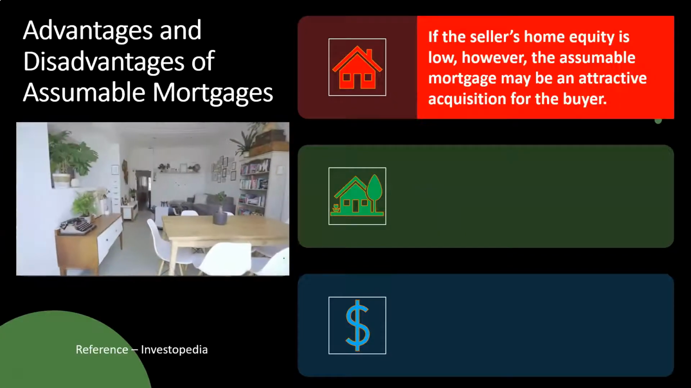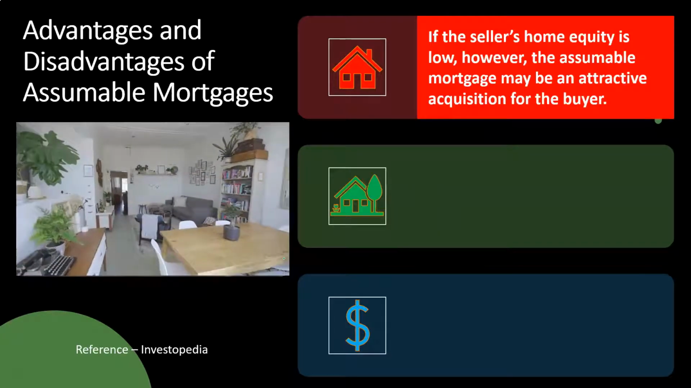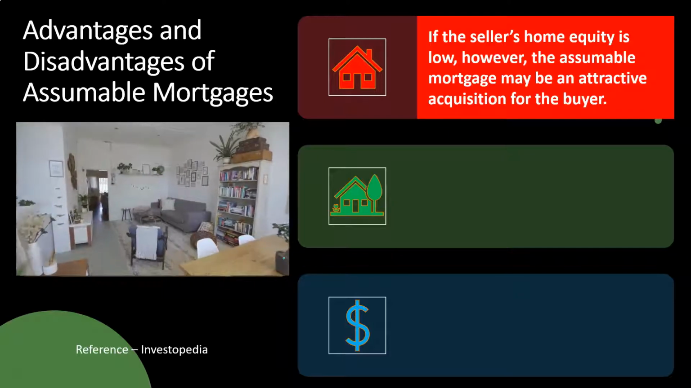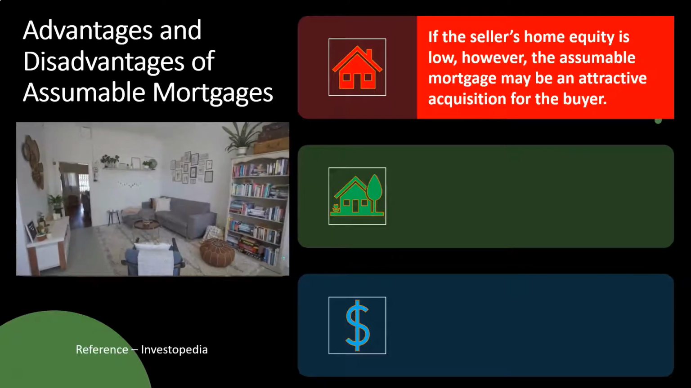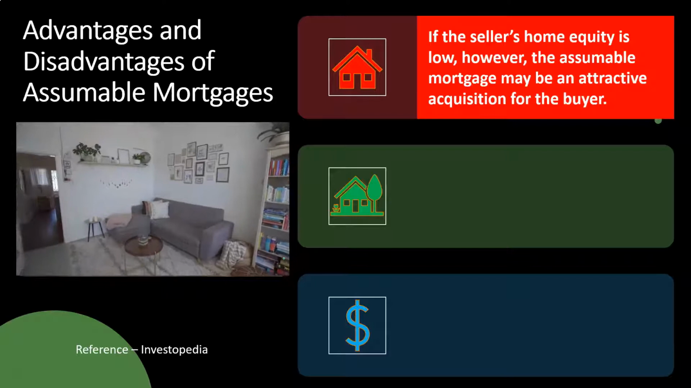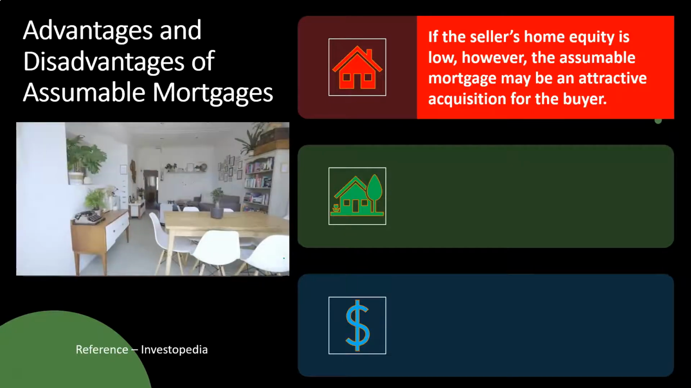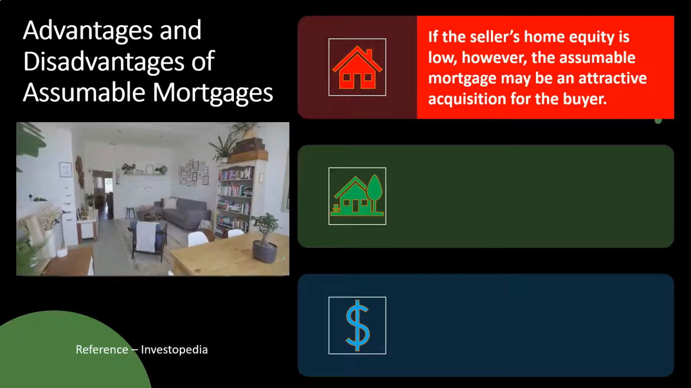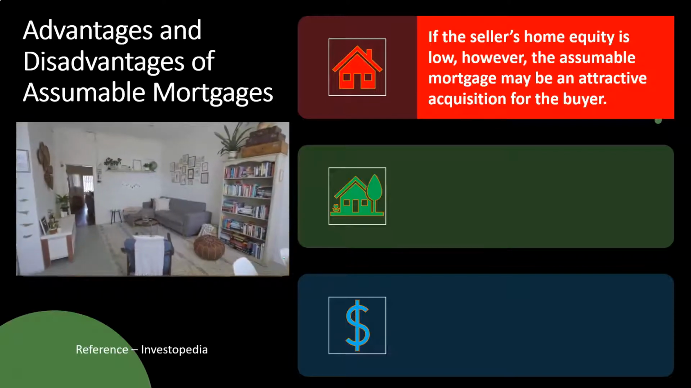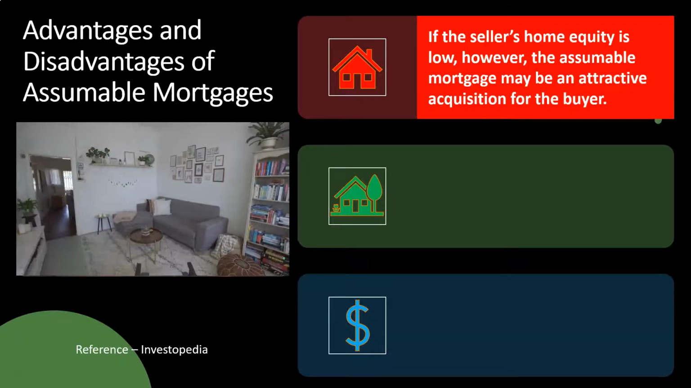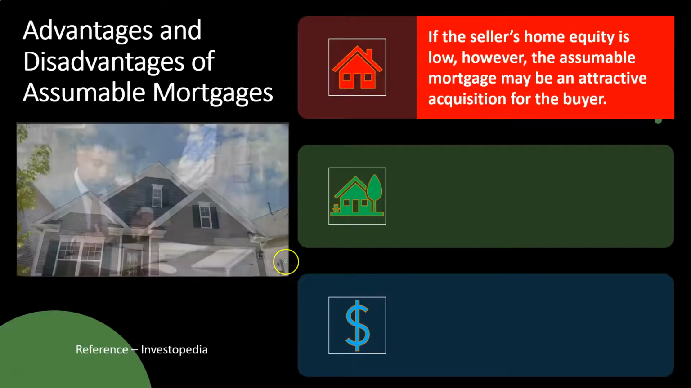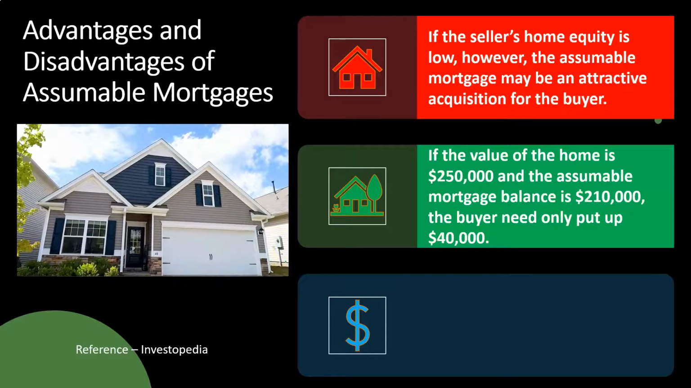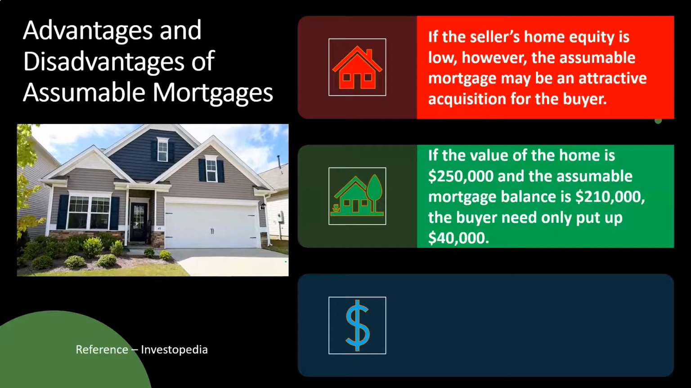So, advantages and disadvantages continued. If the seller's home equity is low, however, the assumable mortgage may be an attractive acquisition for the buyer. If the seller's home equity is low, meaning the difference between the loan amount and the sales price is still fairly low, assuming the loan could be quite good because you might be able to pay that difference off simply with cash and make things nice and easy.